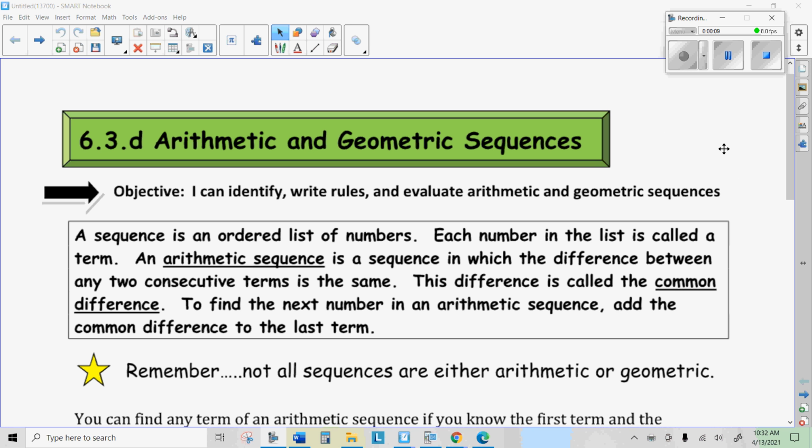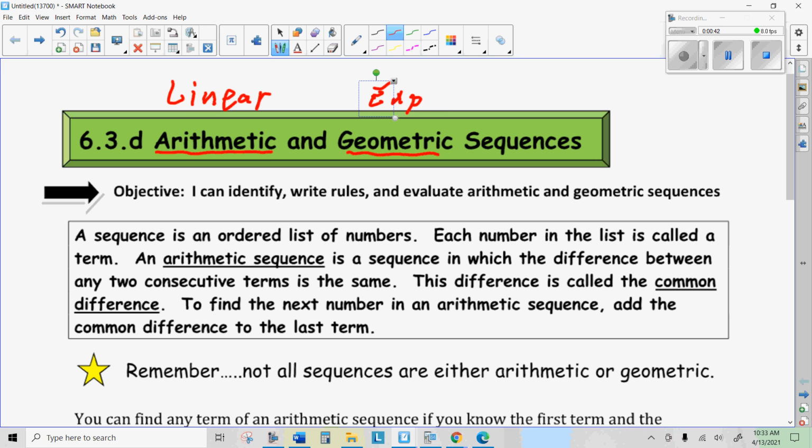Today we're starting 6.3D, where we're going to study some sequences, two types specifically that you will need to know about: arithmetic sequences and geometric sequences. All right, and just so you kind of have a feel for what's going to happen here, arithmetic sequences are linear, so you're looking for a linear pattern to identify it as an arithmetic sequence. And geometric sequences are exponential. So you're looking for a multiplying. All right? So that's a good hint about how you're going to go about this.